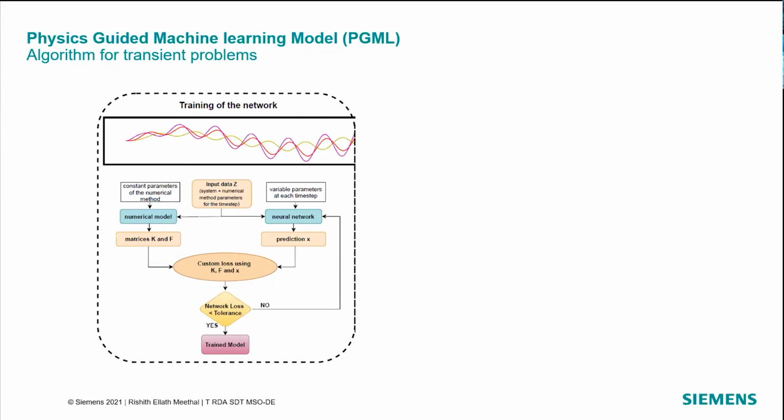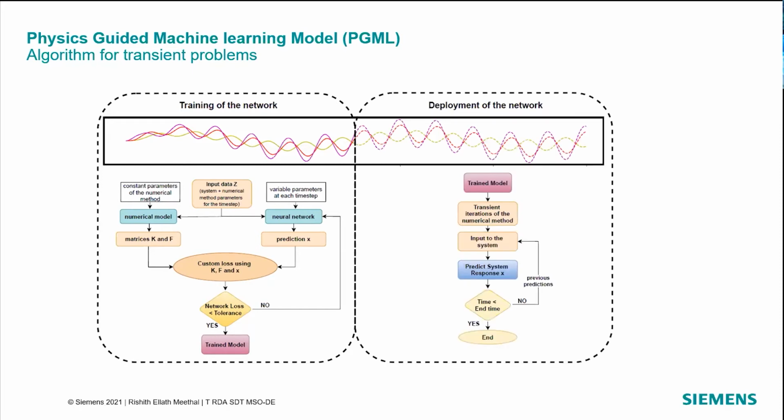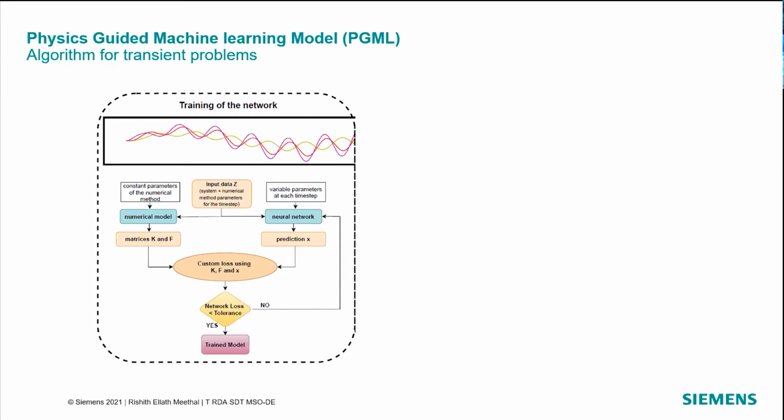It's an algorithm for transient problems. What we are doing is learning a neural network for transient problems using some initial time step data from the transient simulation, and we try to predict the rest of the simulation. If we consider the first half, the training of the neural network, for every time step, we know that there is some input data which depends on your system and numerical method parameters. At every time step, we can construct the stiffness matrix and force vector, like when we are considering a finite element method formulation. At the same time, we can give the input parameters to the neural network and it can do a prediction.